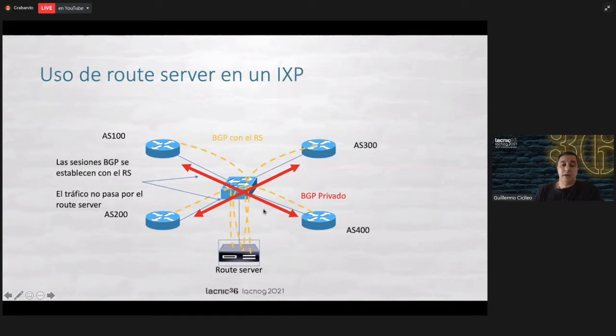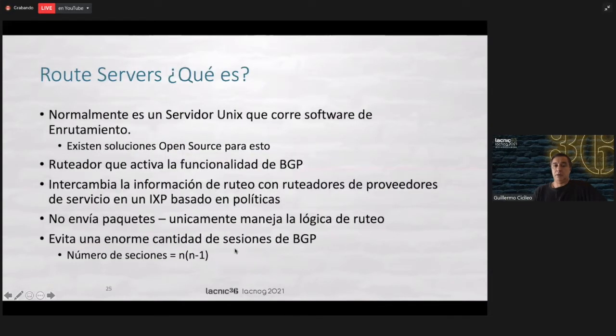And beyond the fact that the BGP sessions are with the route server, traffic does not go through the route server, it goes through the switch. So this device doesn't need to have such a big capacity. It is a route server that won't do any packet forwarding. It will just monitor the routing logic, but will do no forwarding. It will have the BGP tables, but it will not do any forwarding.